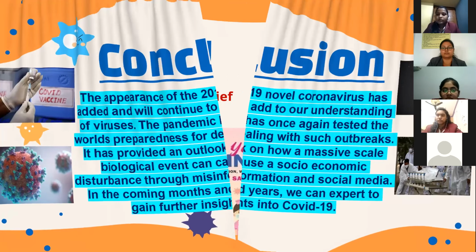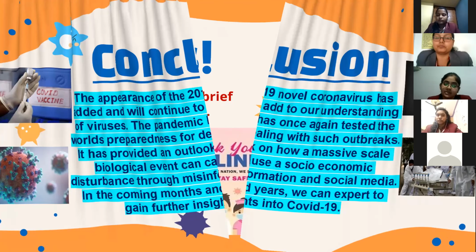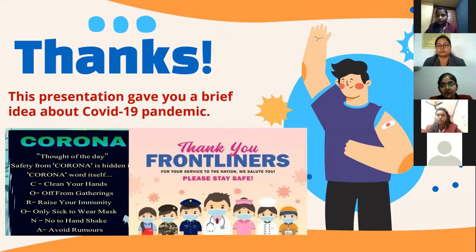Thank you one and all for your patience in hearing. The word corona itself says its safety measures. C for clean your hands, O for no gathering, R for raise your immunity, O for only stick to wearing a mask, N for no to handshake, and A for avoiding rumors. We are all in this together and we have to fight for it together. Thank you. Have a nice day ahead.